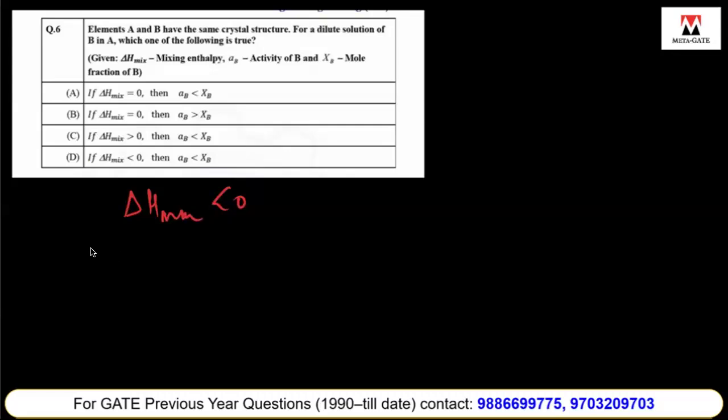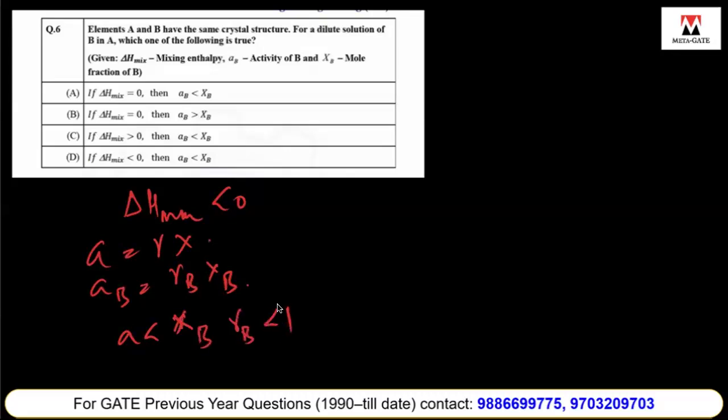And we also know activity is equal to gamma times X. So a_B is equal to gamma_B X_B, and a_B is less than X_B if gamma_B is less than 1. So the answer is, for the dilute solution of B in A, the delta H of mixing will be less than 0, as the energy of the system decreases as we are forming the solution, and then a_B is less than 1.